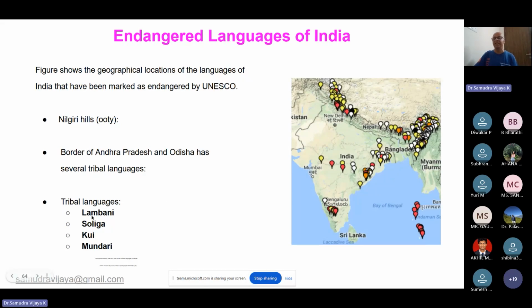See, this is the Vindhya Hills, and Lambadi is spoken in various parts of India. Here also they are spoken. And this part is hilly area between Odisha and Andhra Pradesh. There the Kui and Mundari tribal languages are spoken. Soliga is a language that is spoken in the Nilgiri Hills, Ooty, Kodaikanal, that kind of area. That's the Soliga language. So Government of India has realized the need for preserving Indian languages, and supports it.